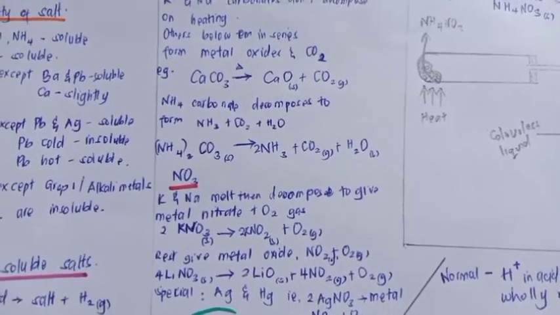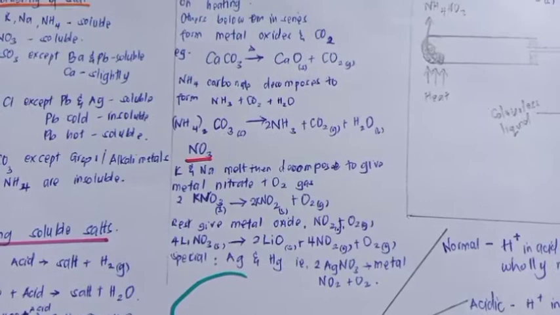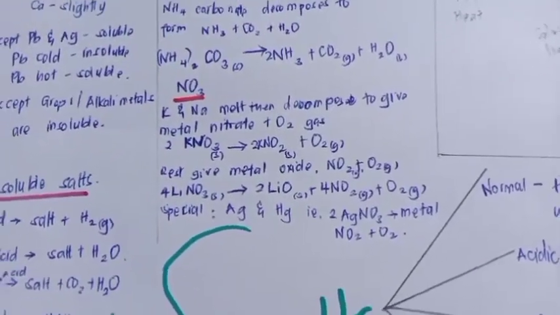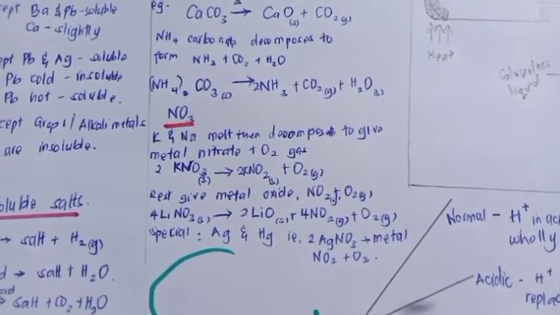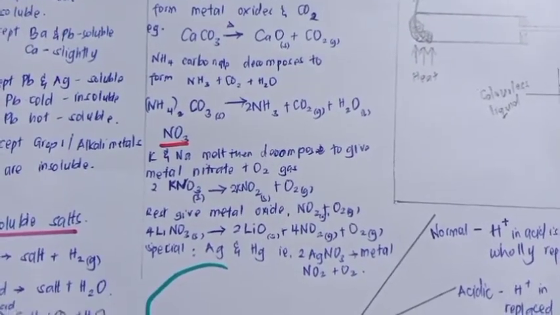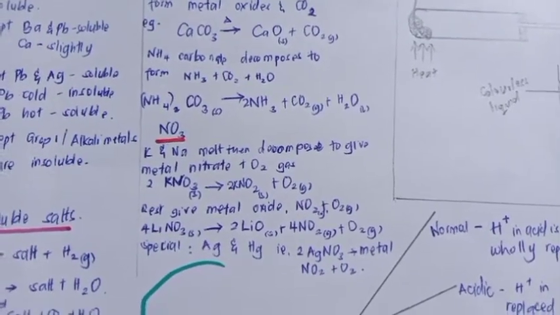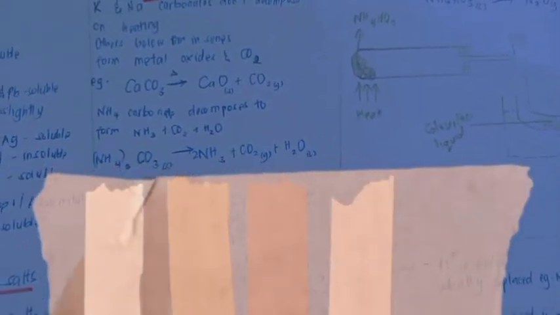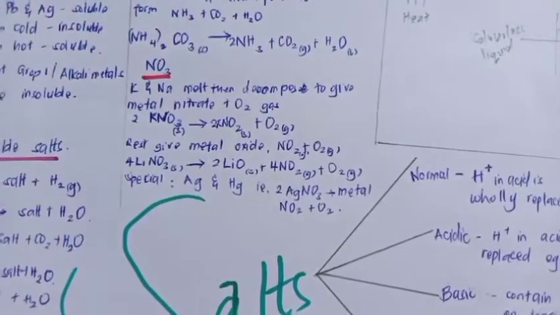For example, when you heat calcium carbonate, it will decompose to form calcium oxide and carbon 4 oxide. So we have another one. The ones which are special and you have to memorize are the ones for ammonia, because for ammonia it's usually different. For example, ammonium carbonate decomposes to form ammonia, carbon 4 oxide, and water. This is how it's written: ammonium carbonate decomposes to form ammonia, carbon 4 oxide, and water. Then we have nitrates.